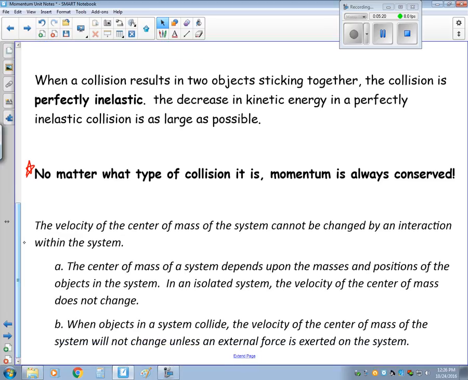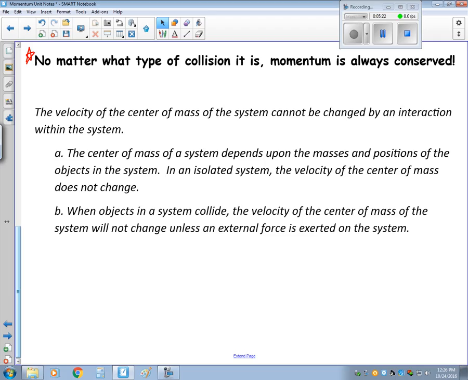Now, the velocity of the center of mass of a system cannot be changed by an interaction within the system. That's very important. So if we take a look at the solar system, our solar system is in orbit around the galactic cluster at the center of the Milky Way. Just because there are asteroids colliding inside of our solar system, that does not affect the speed of our solar system about that galactic center.